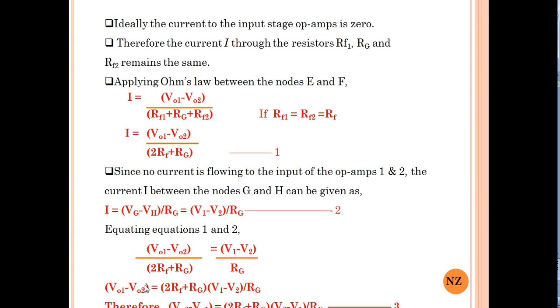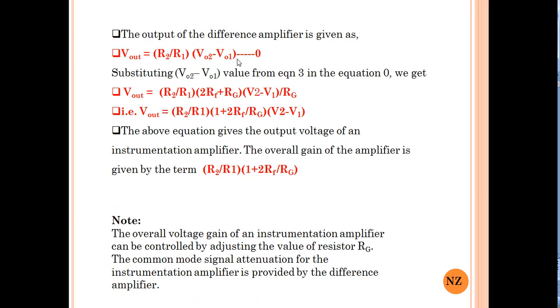Now we required the value of V02 minus V01, correct? So if we multiply a negative sign at both sides of the equation, then we can write this as V02 minus V01, and we can write V1 minus V2 as V2 minus V1. Now this is the zeroth equation which we saw, that is Vout is equal to R2 by R1 into (V02 minus V01). So now we have got the value of V02 minus V01.